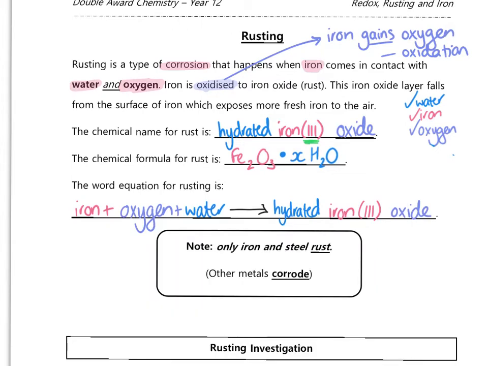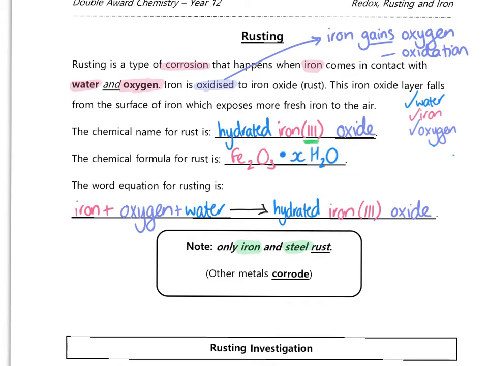And then just another reminder that only iron and steel rust. Only iron and steel rust. Other metals corrode, so you should never refer to, for example, if you were saying that copper doesn't react with water, you would never say copper doesn't rust, because copper would never rust because it's not iron. So you would say copper doesn't corrode or copper doesn't react with water. So you can only use the term rust when you're referring to iron and steel.